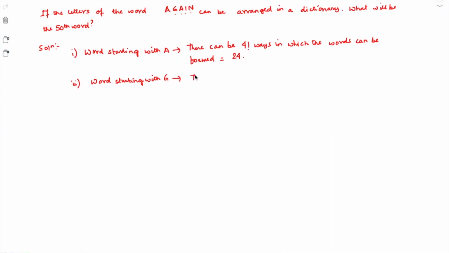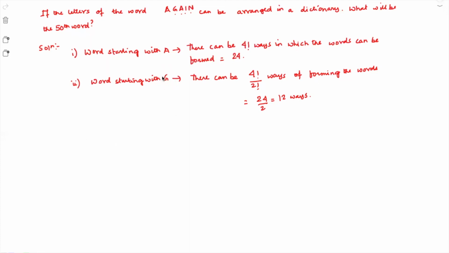So there can be 4 factorial by 2 factorial ways of forming the words. Four factorial means 24, 2 factorial means 2, so 12 ways. Why did we take 4 factorial by 2 factorial? Because there are 4 letters, G being constant in the first position, but here there is a repetition of 2 ways, so 4 factorial by 2 factorial.